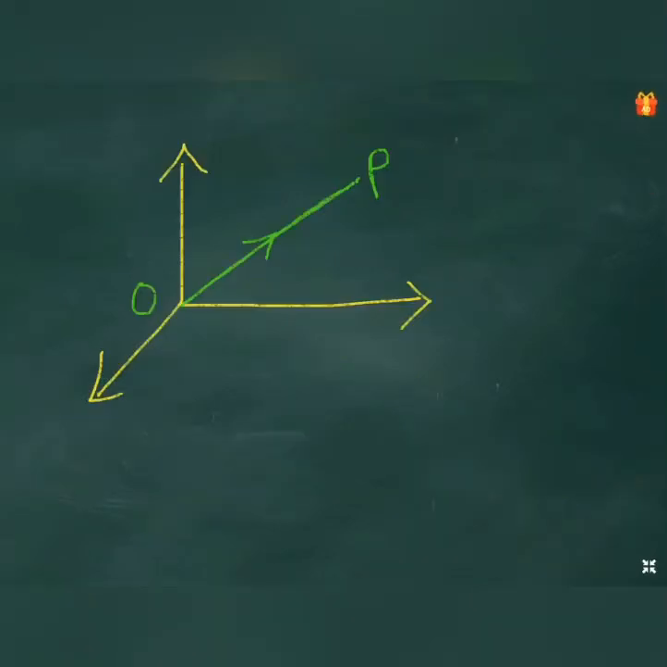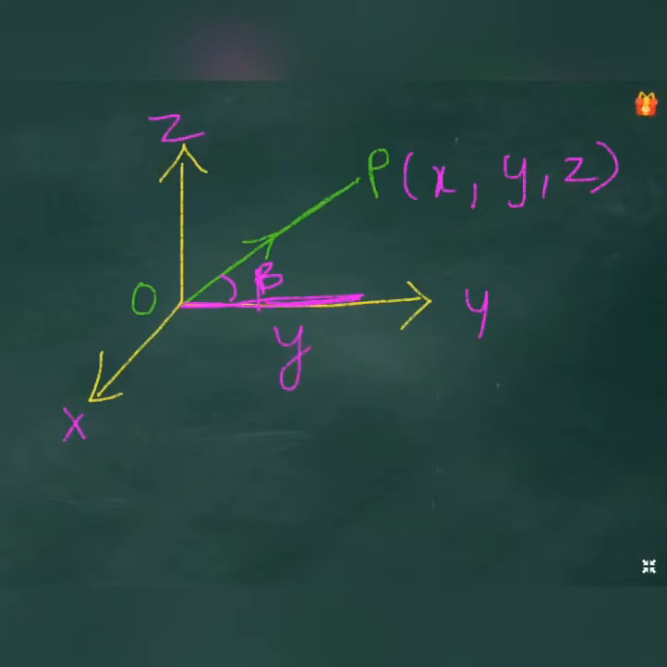This position vector OP makes an angle of beta with the positive direction of y-axis. The coordinates of point P will be x, y, z. So P makes a length of y with the y-axis, right? So this is y length. Let us consider this point as B.